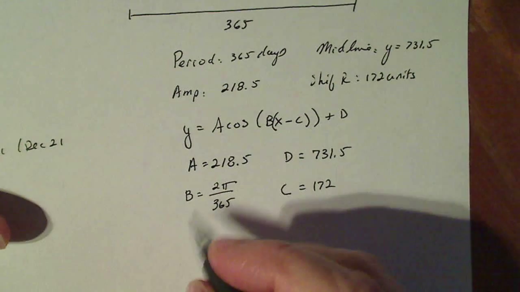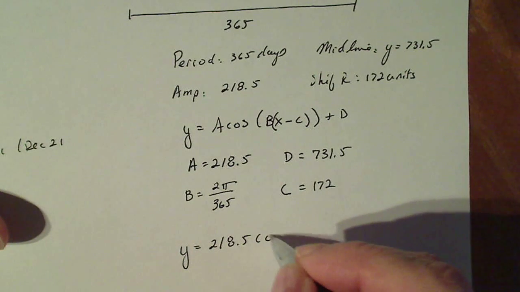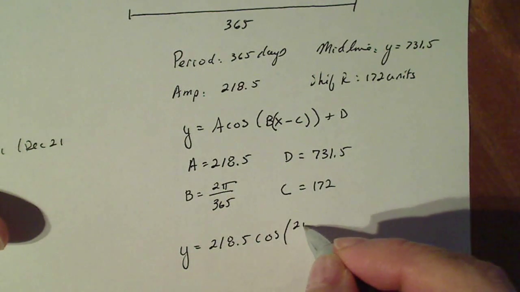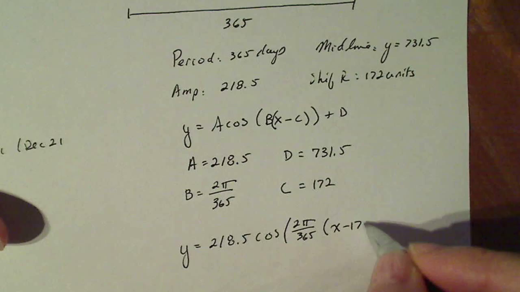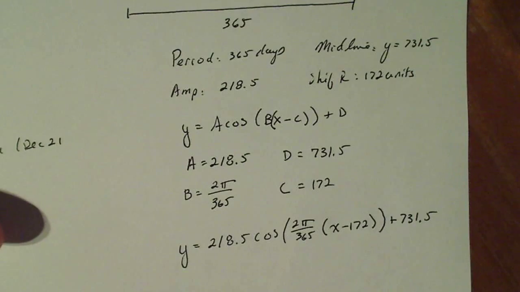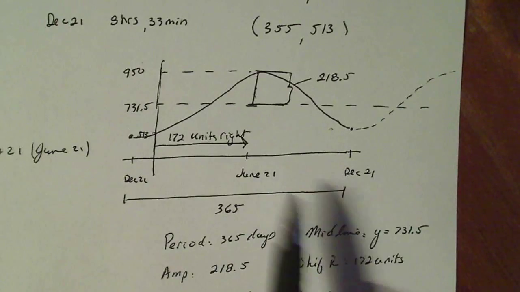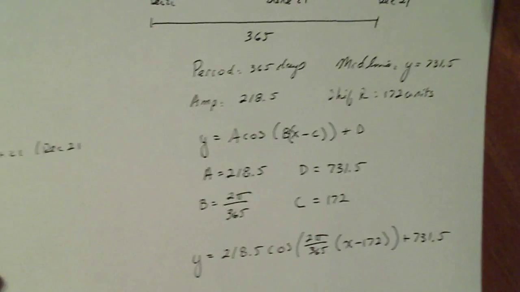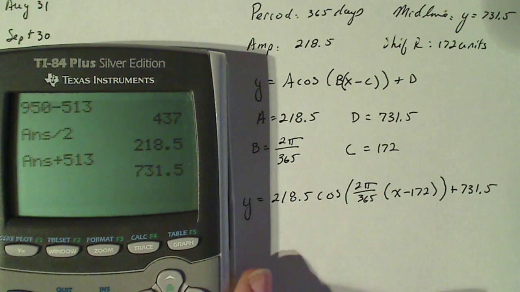So I put all this together. I have y equals 218.5 cosine of 2 pi over 365 times the quantity x minus 172, plus 731.5. All right, that's nice that we have all that. What we have to do now is make sure that the data goes through this particular equation on my graphing calculator. So we have our equation. Let's plot it.